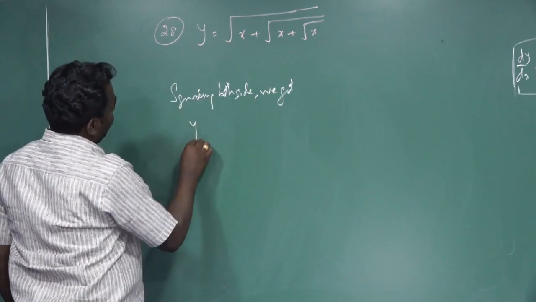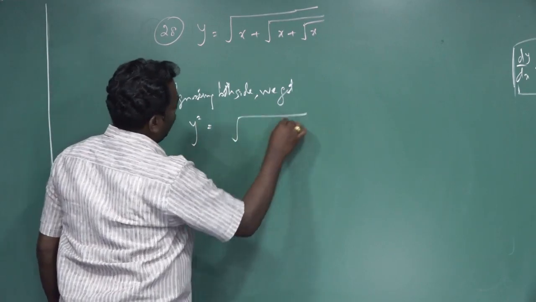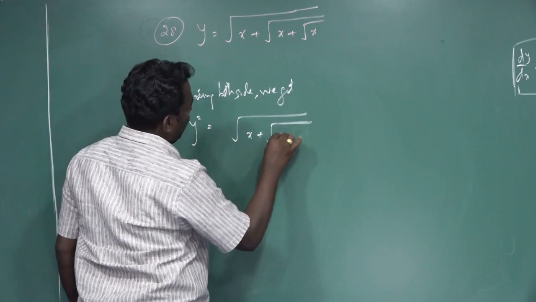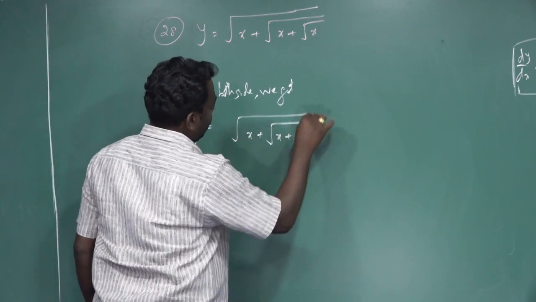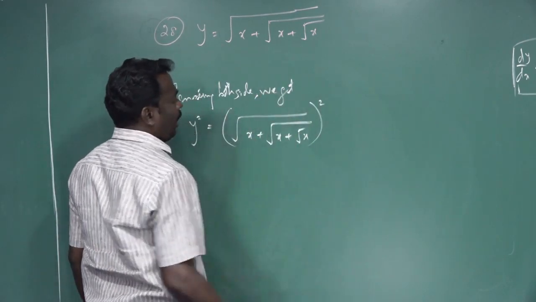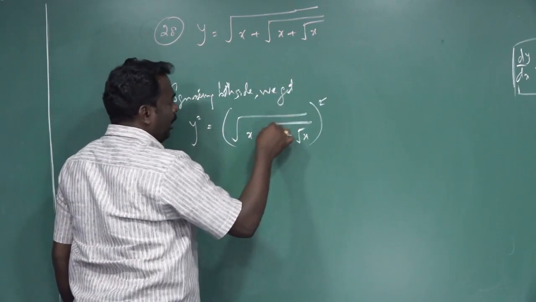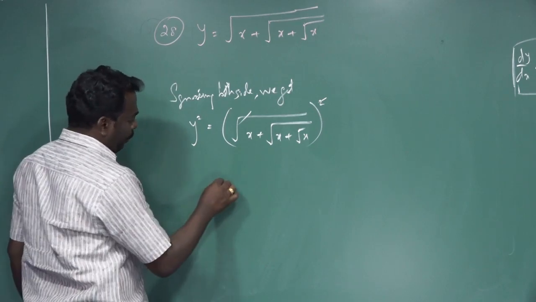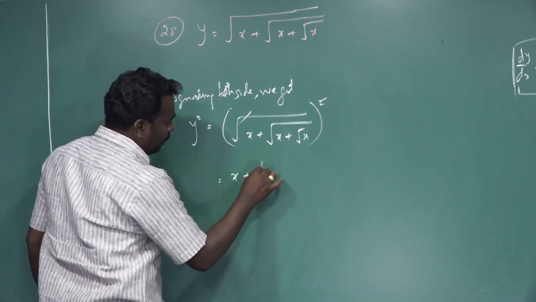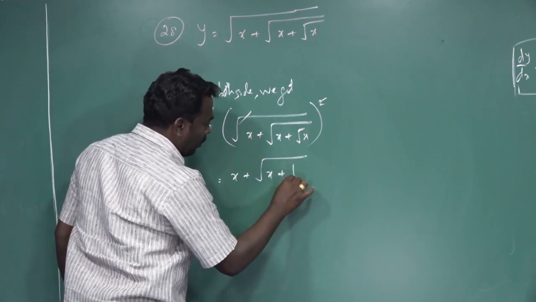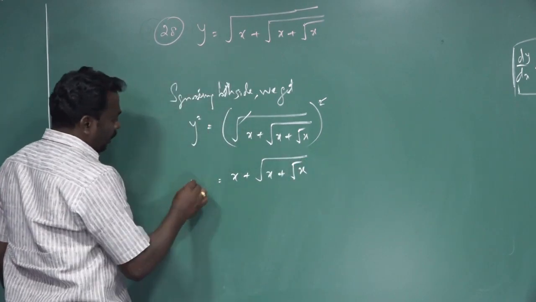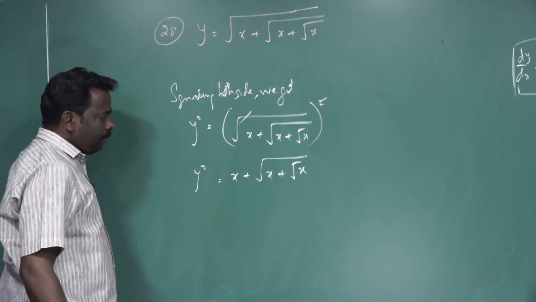Take the square: y squared is equal to the square root of x plus the square root of x plus the square root of x, whole squared. Take the square root on both sides. The square and the first square root will cancel. The remaining is x plus the square root of x plus the square root of x as it is. The left hand side is y squared.